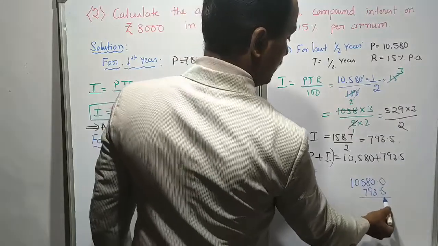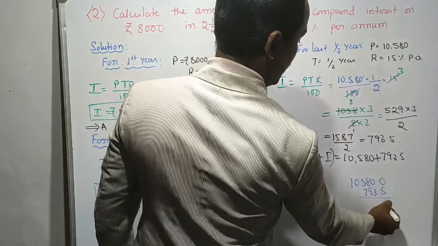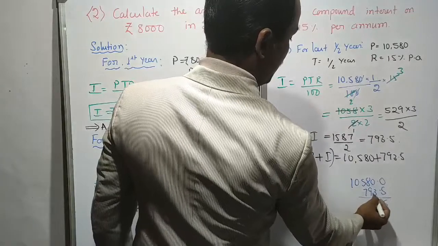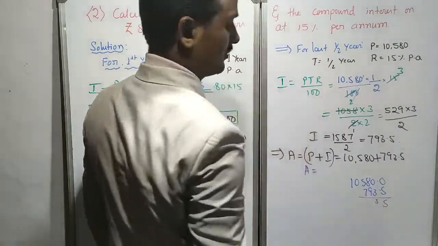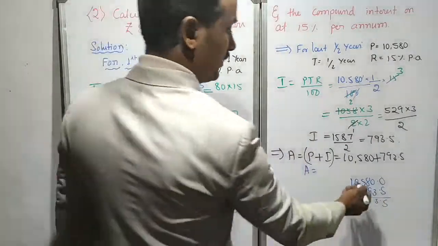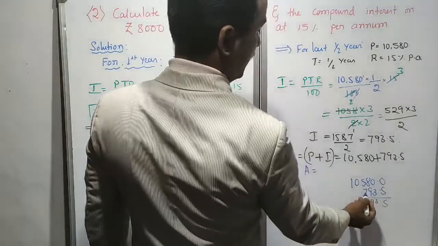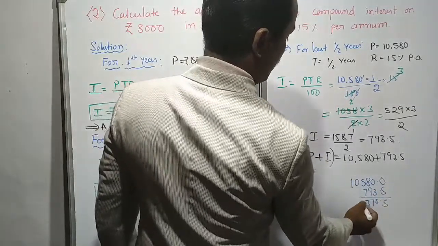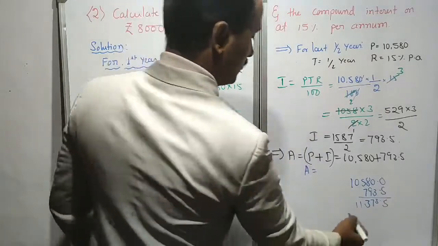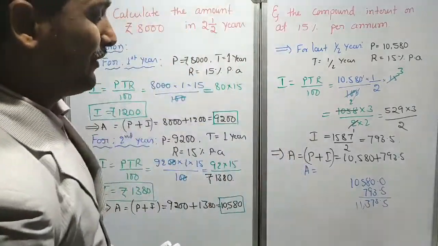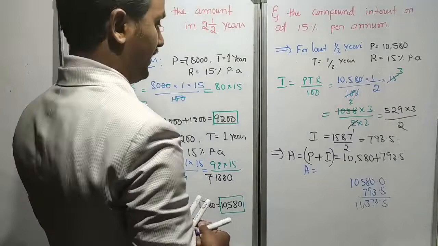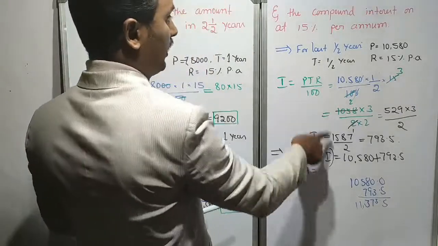Okay. Addition: 0 plus 5, 5 will come. Point 3 plus 0, 3. Then 9 plus 8, 17, plus 1 is 18... 1 carry. Then 8 plus 5 became 13, 1 carry. Means this is 11,373.5, the amount, dear children, the amount at the end of the half year.